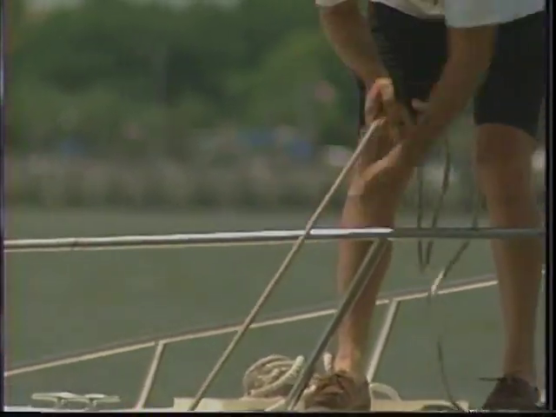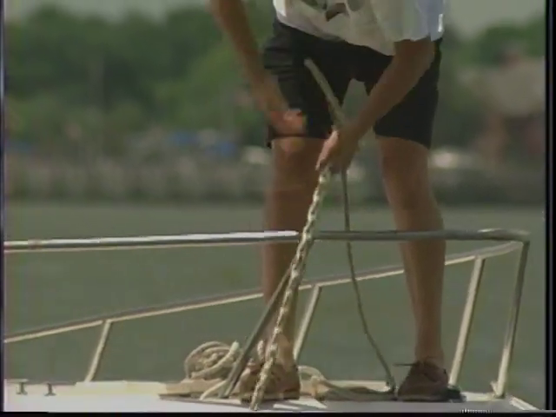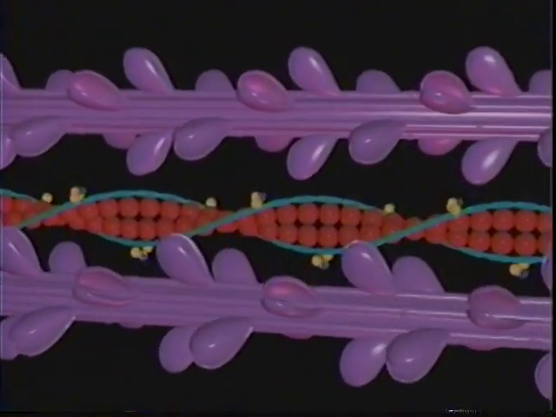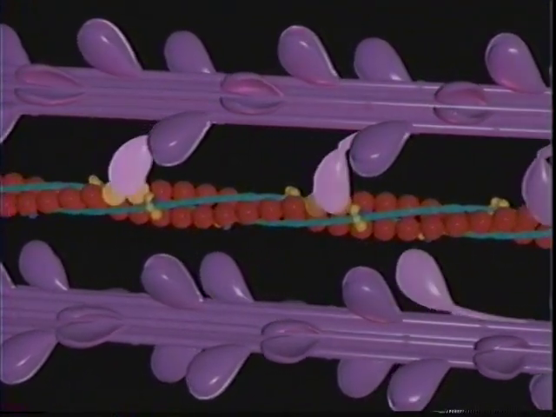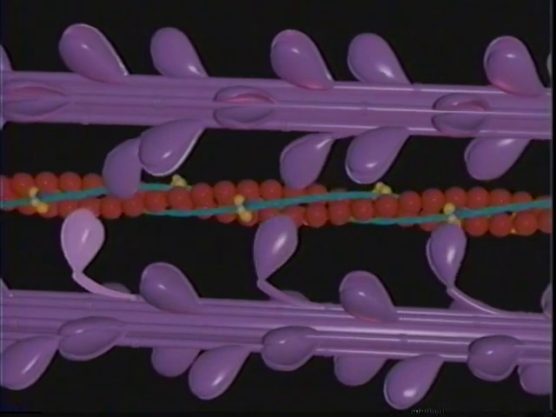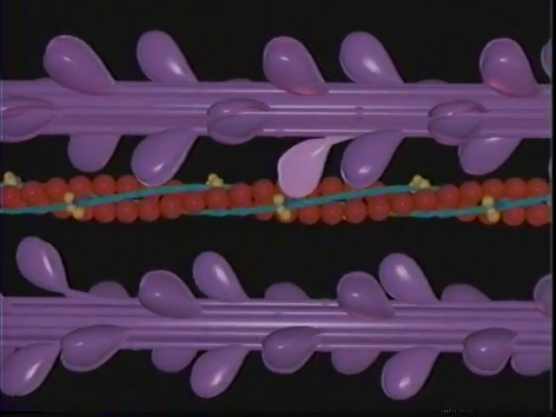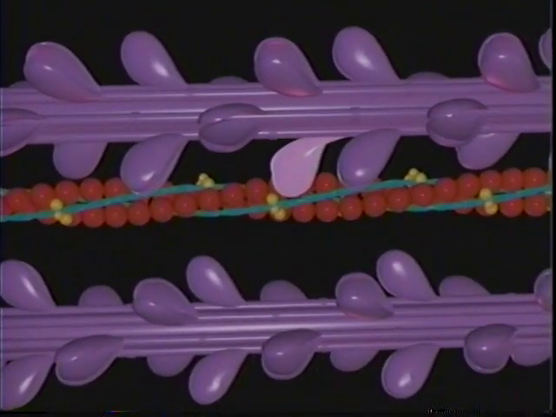The cross bridge formation is similar to the work your hands would do in pulling up an anchor. Cross bridge formation can continue for as long as calcium ions and ATP are present. The repeated pivoting cycles slide the thin filaments toward the center of the sarcomere, shortening the sarcomere and contracting the muscle. Remember, all the sarcomeres shorten together so the ends in each myofibril move closer together.